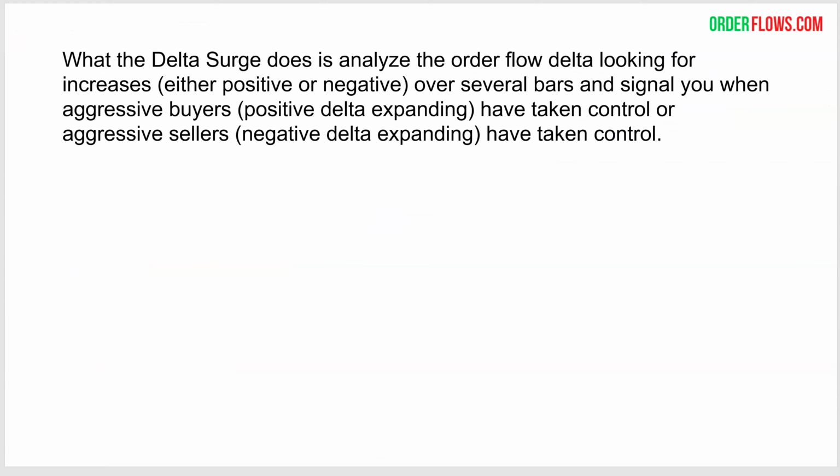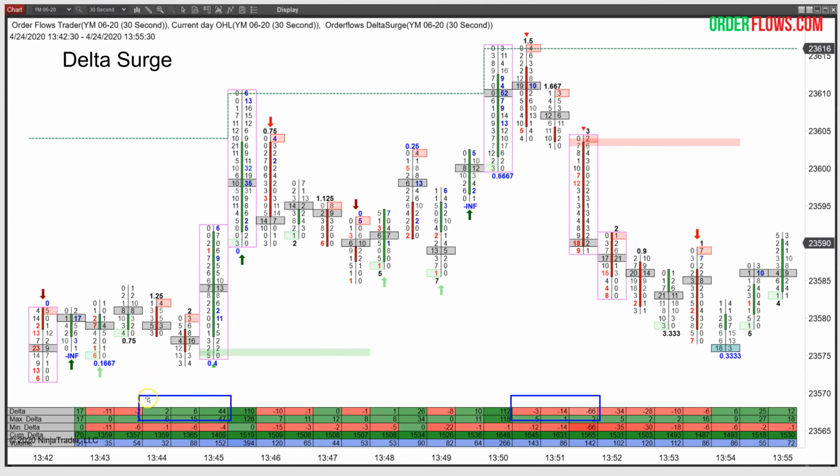So what the Delta Surge does is it analyzes the order flow delta, looking for increases, either positive or negative, over several bars, and signals you when aggressive buyers, meaning positive delta is expanding, have taken control, or aggressive sellers, meaning the negative delta is expanding, like going from minus 100 to minus 200, minus 500, have taken control. For example, here you could see a small Delta Surge happening right before the market pops up to new highs. After we hit the highs, we see a Delta Surge sell happening right here as the market starts selling off.